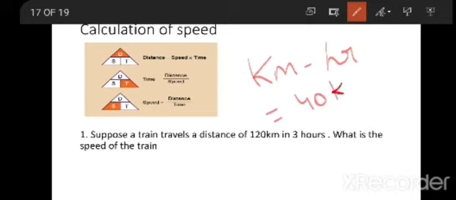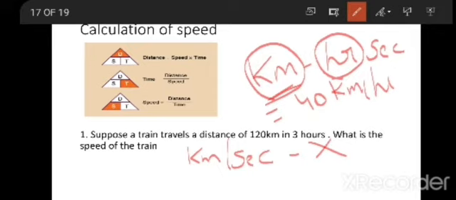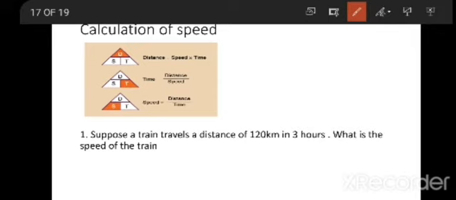You can write the units directly. But if distance is in kilometers and time is in seconds, you have to convert kilometers into meters, because you can't use the unit kilometer per second. You only have to use two units, that is kilometer per hour and meter per second.